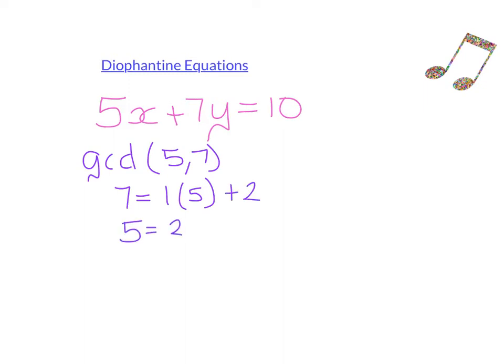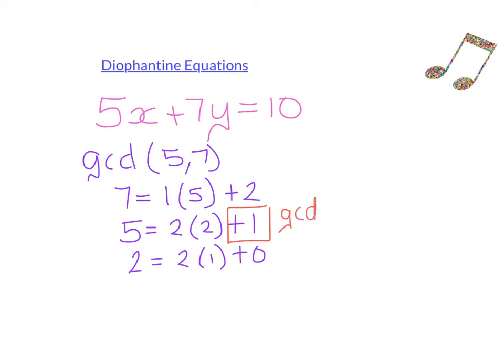So 7 is 1 lot of 5 plus a remainder of 2. 5 is 2 lots of 2 plus a remainder of 1. 2 is 2 lots of 1 plus a remainder of 0. So we know that our greatest common divisor is 1. At this point, we're going to check if this number is a factor of the answer in our original equation, and it is. It's 10 times.